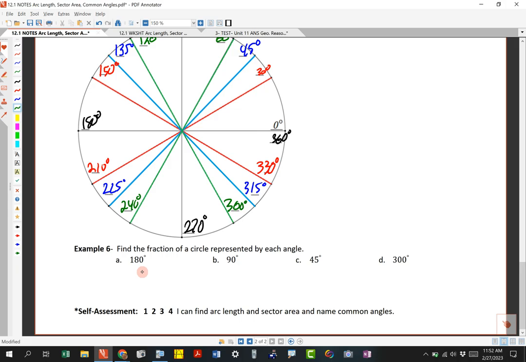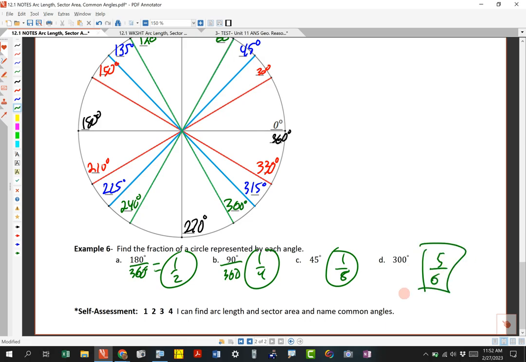The last part of the notes just say this. What's the fraction of a circle represented by 180? 1/2. By 90? 1/4. By 45? 1/8. 300? 5/6. Okay? So earlier you were reducing fractions and stuff like that. That can be helpful. And when we do the assignment tomorrow, you're going to see why it's really helpful to know about those fractions. Okay?